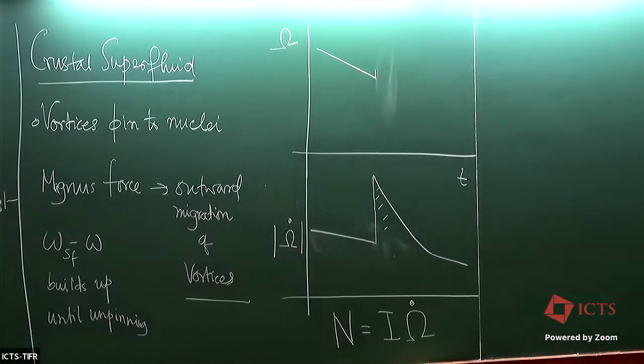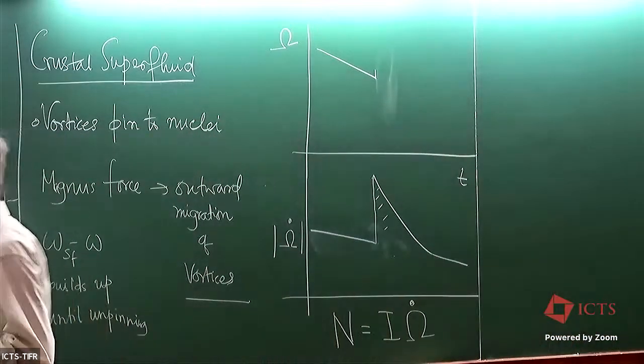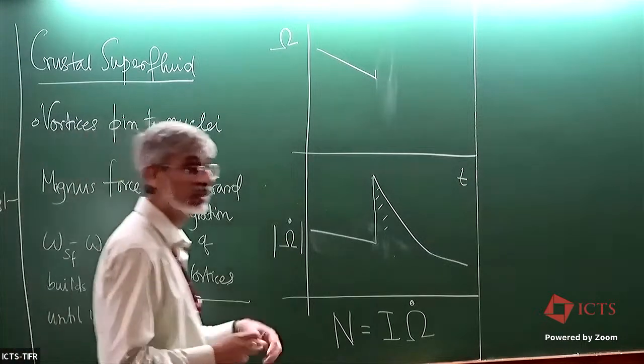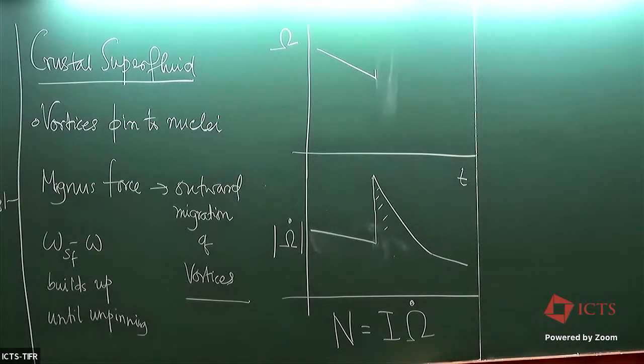So the superfluidity plays a role in many things. It plays a role in the cooling rate. It plays a role in viscosity. It plays a role in multiple different properties of the neutron star.